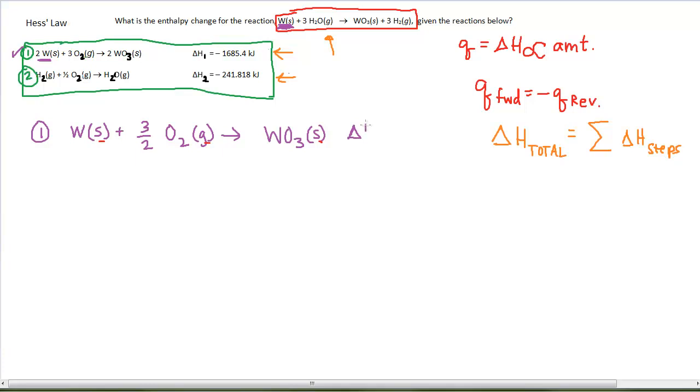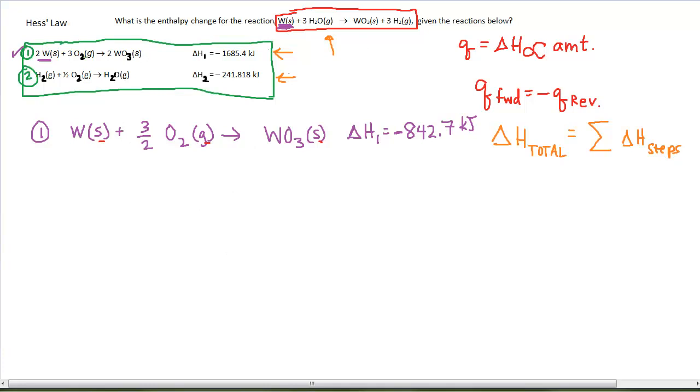All right, now I'm going to rewrite the delta H for this reaction 1. It's no longer negative 1685.4. Now this reaction is half of what it used to be. I divide out all the coefficients by 2, and so the delta H for this reaction is half of what it used to be, or negative 842.7. It's still negative because that amount of energy is being released, but it is half of what it was because I took all the coefficients and divided by 2.